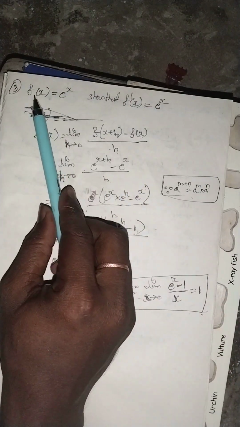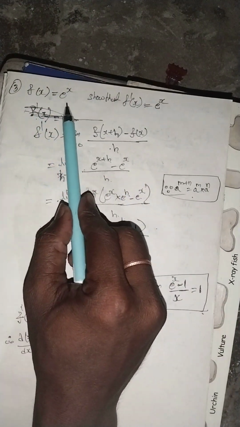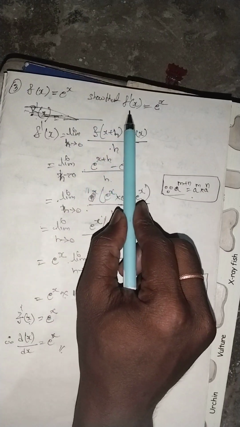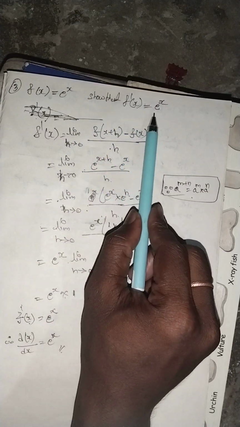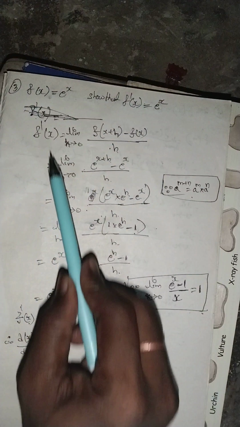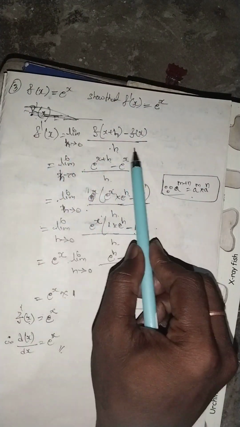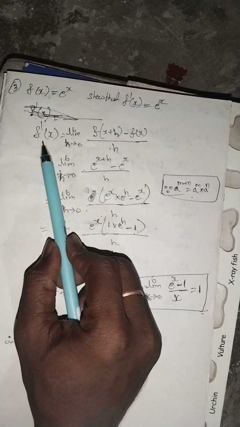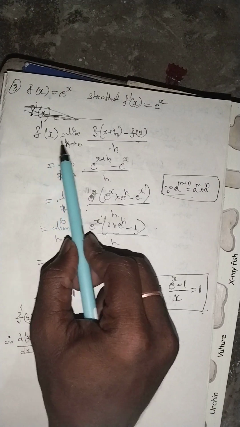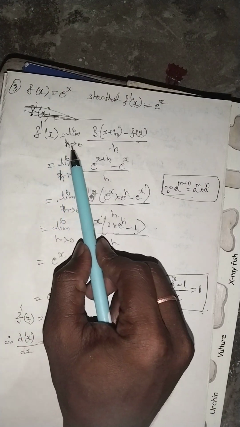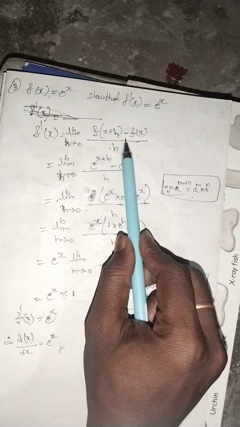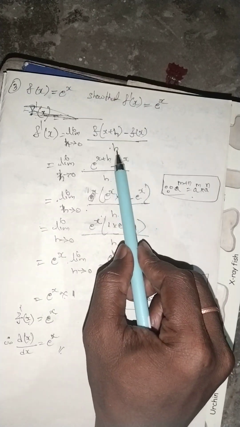The problem is f of x equal to e to the power of x. Show that f dash of x equal to e to the power of x. This is the standard formula: f dash of x equal to limit h tends to 0 of f of x plus h minus f of x, by h.